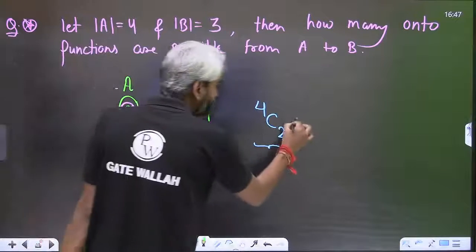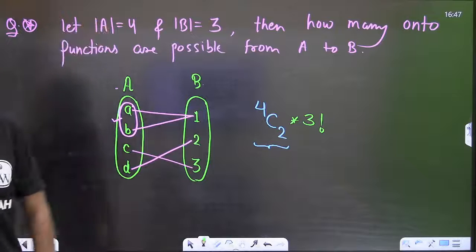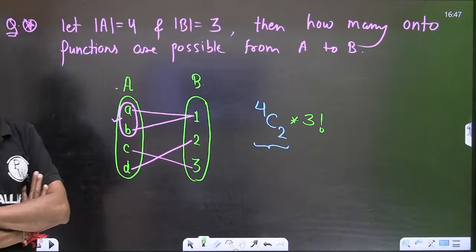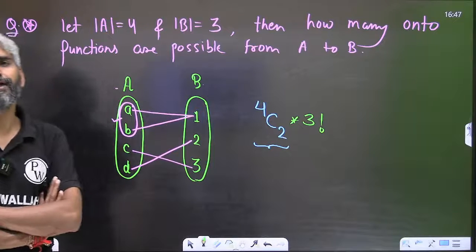How many onto functions are possible? Sir, 3 factorial onto functions are possible. Make sense? Got the idea? How many of you are not able to follow this?